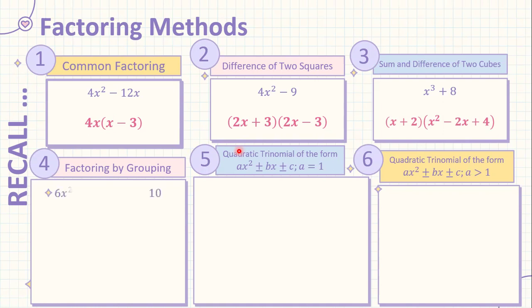How about factoring by grouping? If we have the expression 6x squared plus 3x plus 20x plus 10, we can see that we have the same multiples of 3 here. We also have the same multiples of 10, these 20 and 10. So let's have the groupings here. We group 6x squared plus 3x, and we also group 20x plus 10. So we have this one.